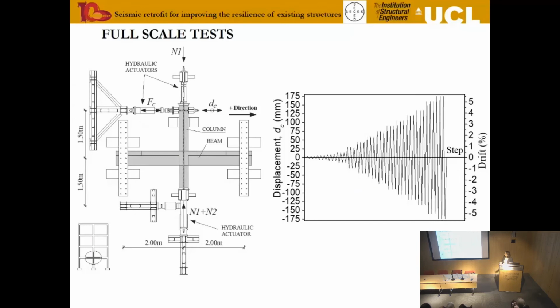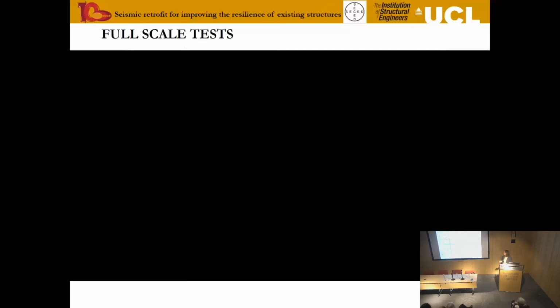This is another rendition of that. What I want to highlight is that we implemented a higher axial load in the bottom column than in the top column, again trying to reproduce realism, the fact that the column below the joint will be subjected to a higher axial load. We subjected the sub-assemblage to a series of cycles. This is quite common, starting from small cycles and going bigger.